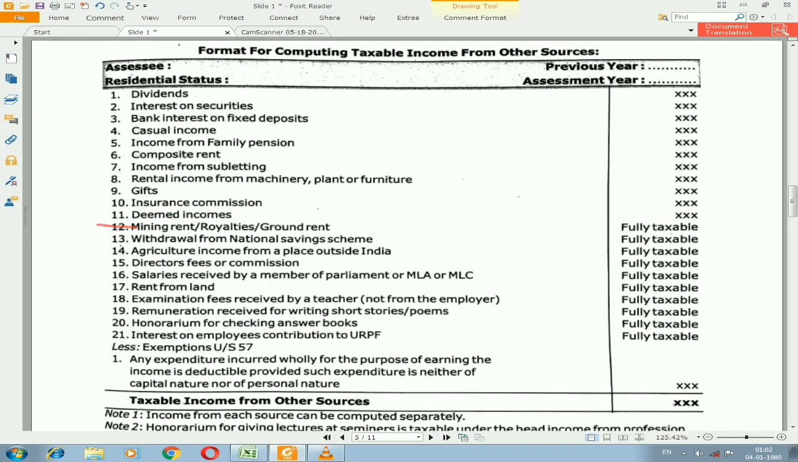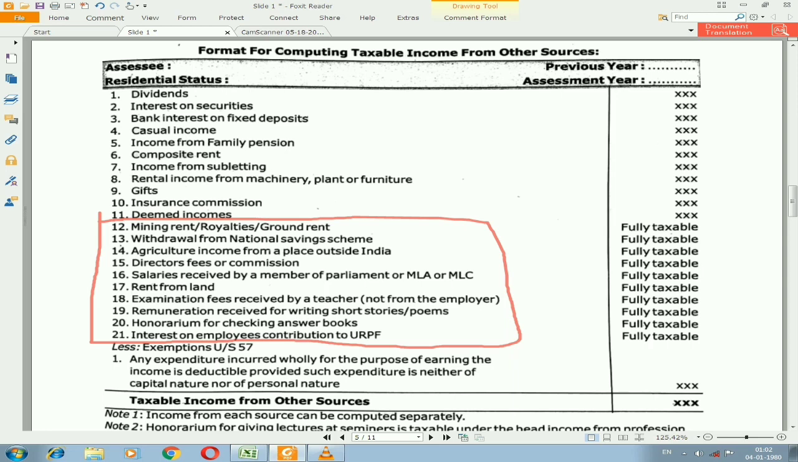Apart from these incomes, from point number 12 to point number 21, if you see these incomes in the illustration, just take them as they are, because we don't have any conditions for that. That income will be taken as it is in the other sources column. The only thing is, if you have any expenditure on that particular income, then that expenditure will be deducted from that income, and the total will be considered in the amount column.